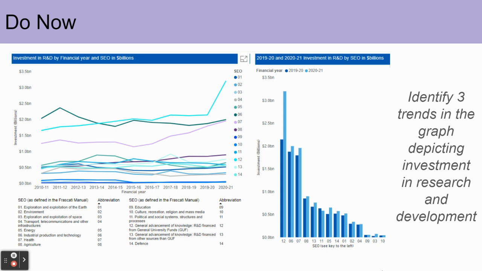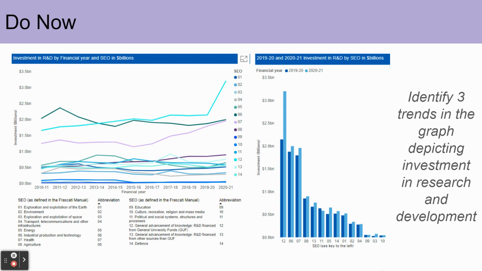I want you to look at these graphs here. We see a line graph on the left, a column graph on the right, and I want you to identify 3 trends in the graph, and they both depict investment in research and development. Hopefully you're getting better at identifying trends from a graph and making sure that you are looking at what is there and not making any inferences, but really describing the trends in detail, using as many adjectives as possible and using both the X and Y axes, specifically referring to data points where you see it go up.